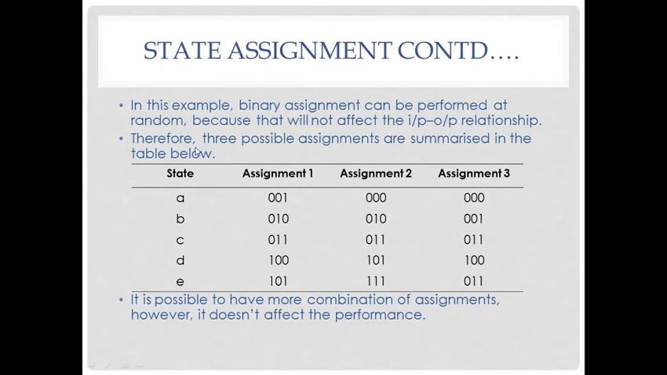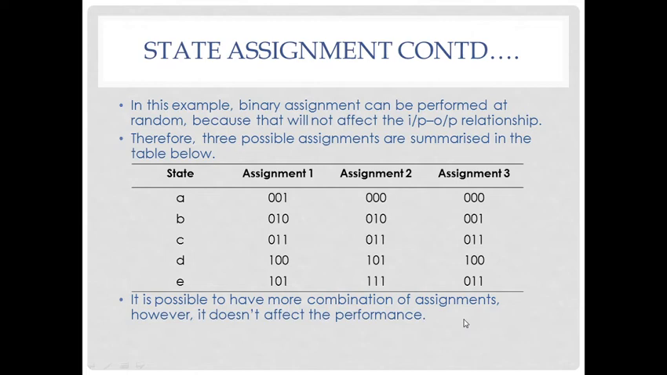So, I have states A, B, C, D, and E, right? Assignment 1, assignment 2, and assignment 3 are 3 random state values that I've given to A, B, C, D, and E. These are just done randomly. I've not followed any sequence. There are no set rules to do this; you can do this randomly. These are not the only 3 possible combinations. You can have other combinations as well. However, it doesn't affect the performance, so I've just shown you these 3 examples.